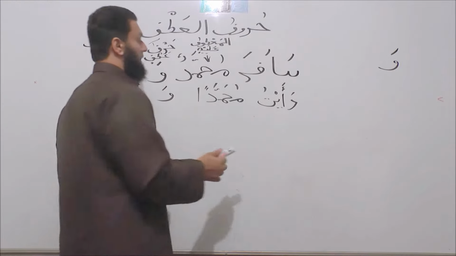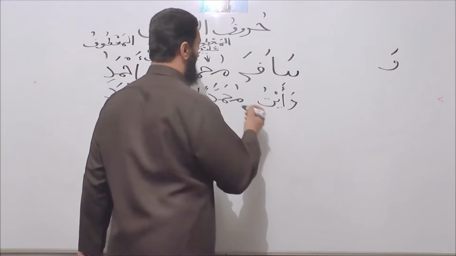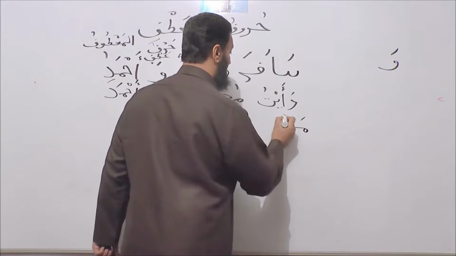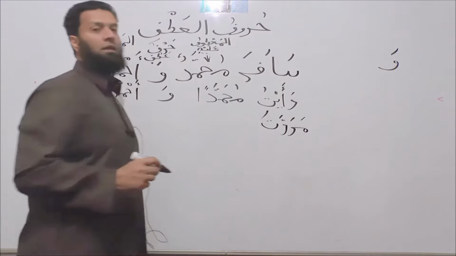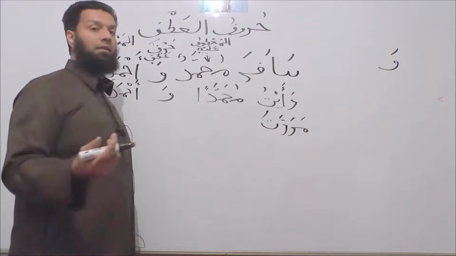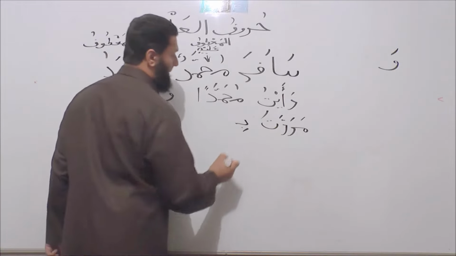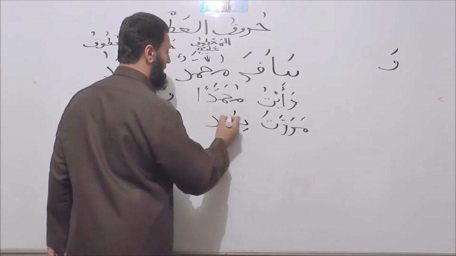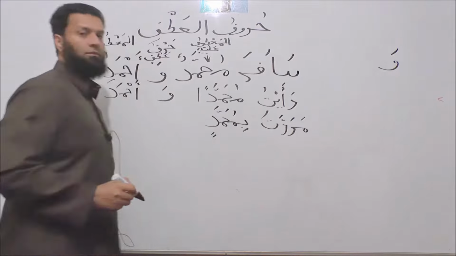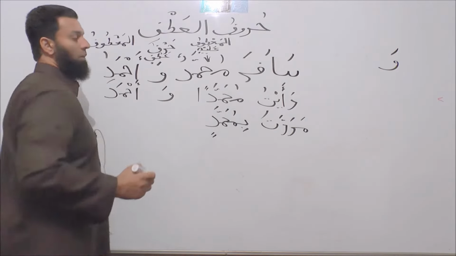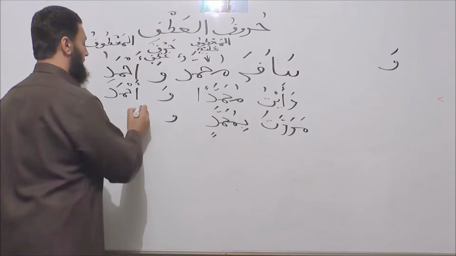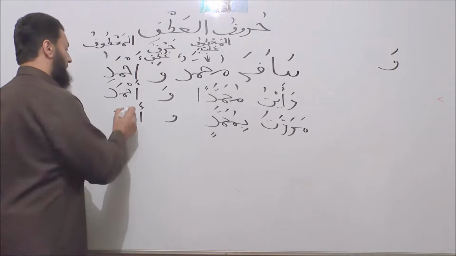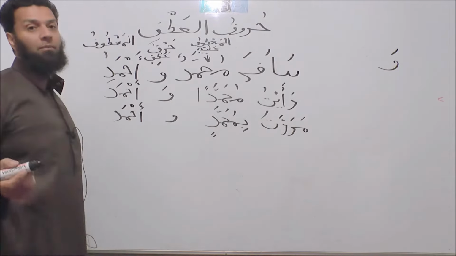Right? Similarly, if we want to place that in the majrurun state, we say marartu bi Muhammadin wa Ahmad. Marartu means I passed, marartu bi, by Muhammadin wa Ahmad. Ahmad, not D, ya Muhammad.